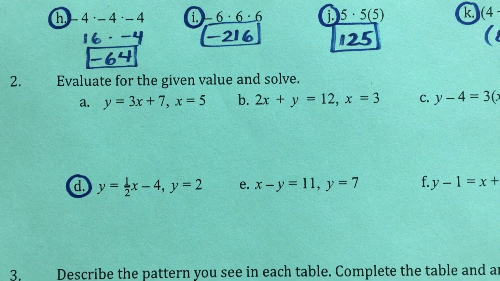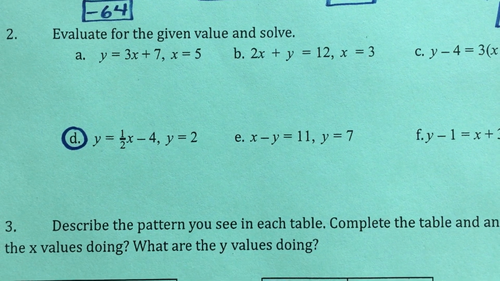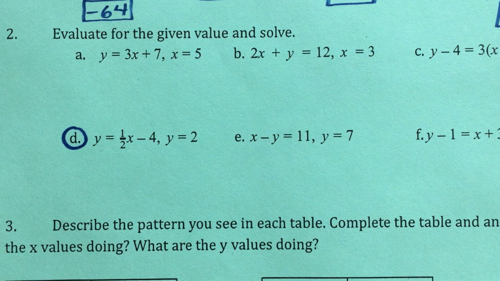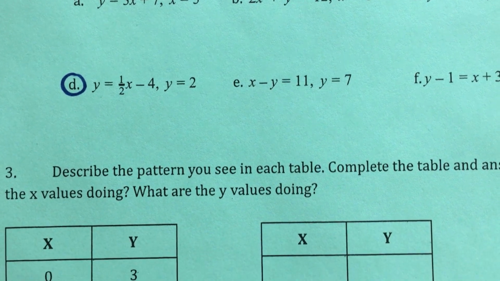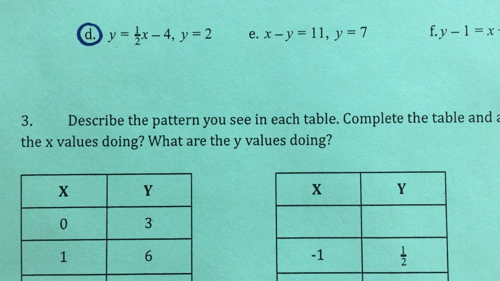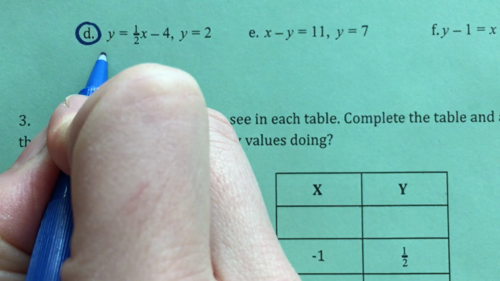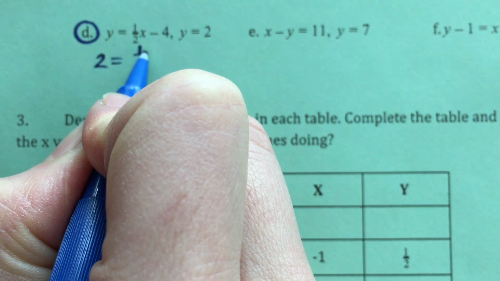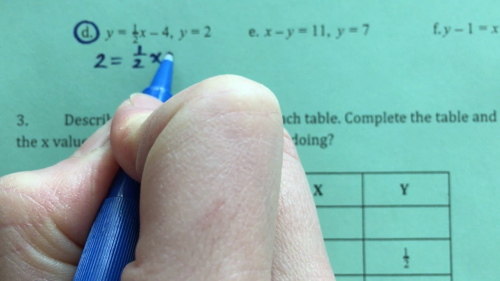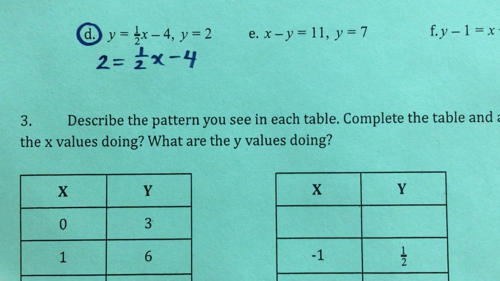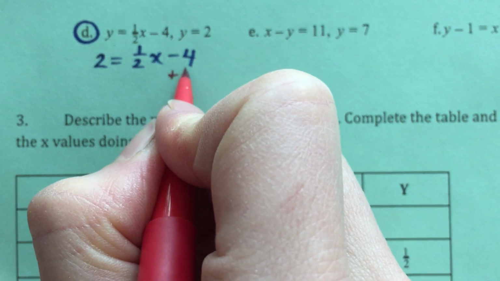Number 2, evaluate for the given value and solve. We've done this quite a bit in this class, continuing your practice. And so you just need to plug in the value given and then solve for the remaining variable. I'll focus on helping you guys out on letter D. So in letter D, we're plugging in y is 2. And now solve for x. Get x by itself. First we can add 4 to each side.